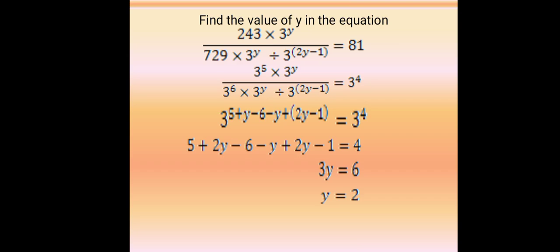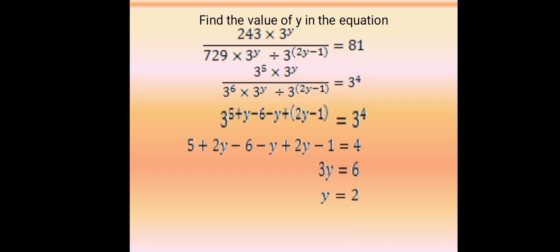Now find the value of y in the equation. How can you find the value of y in the equation? Clearly you can see that all those numbers, 243, 729, and 81, and the 3's, are multiples of 3, and they can be written to the base of 3. Like 243 is 3 raised to the power of 5, and then 729 is 3 raised to the power of 6. 81 is 3 raised to the power of 4.